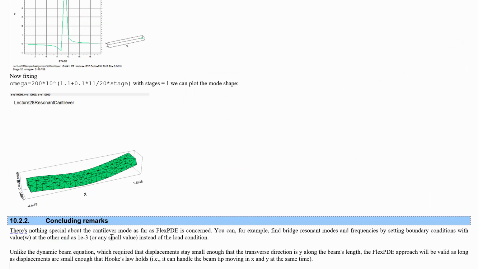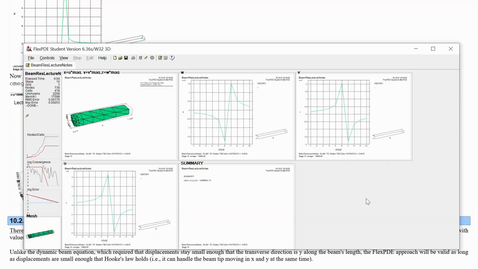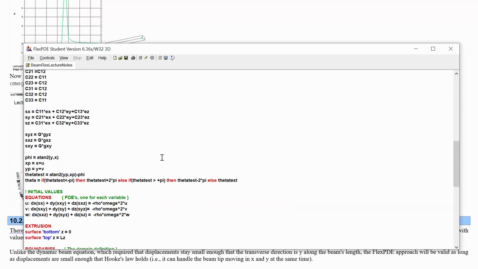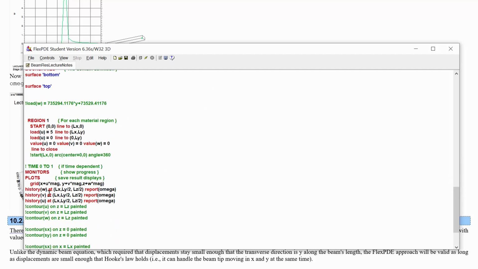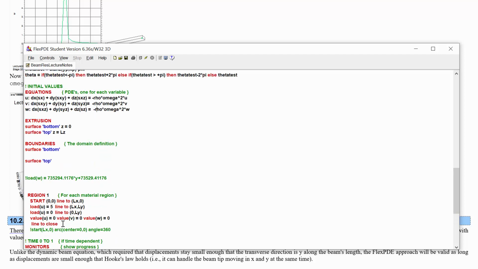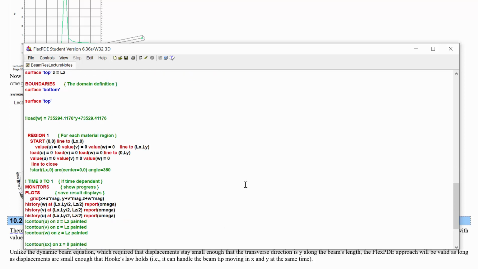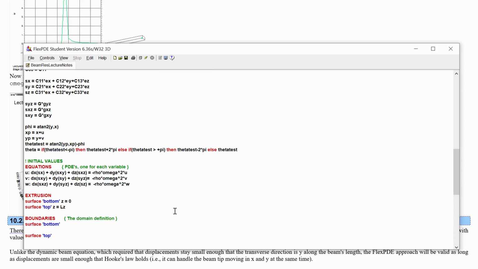Now there's nothing special about this cantilever mode either as far as FlexPDE is concerned. We could have set up things differently and found bridge resonant modes. So we could go with something like at the other X surface here. Where is that? We could take, there we go. We'll go on this far X surface and we'll say that the values are all equal to 0. And then we'll go on the side and put the load of U equal to 0. Load V is 0 and load W is equal to 0. And now we should be able to find bridge resonant modes.